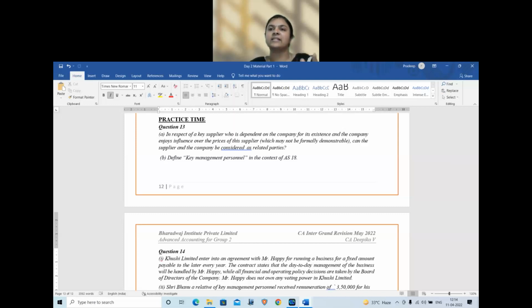Arm's length transaction, what should be the correct value of transaction, nothing is defined under AS 18. That goes to respective laws. Company law will take care, income tax law will take care. Okay, so AS 18 only disclosure.